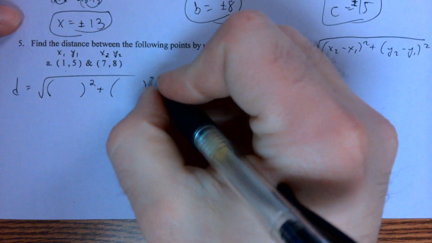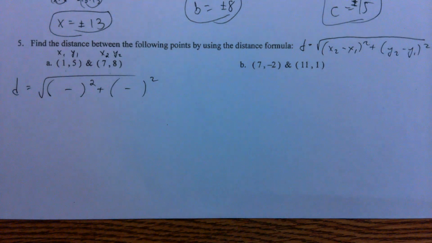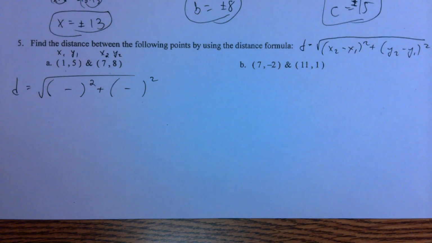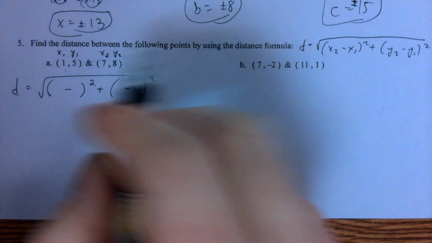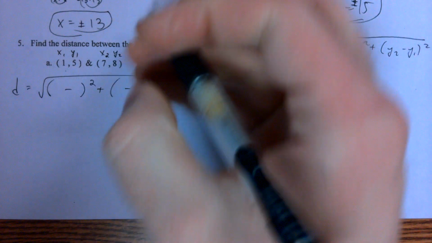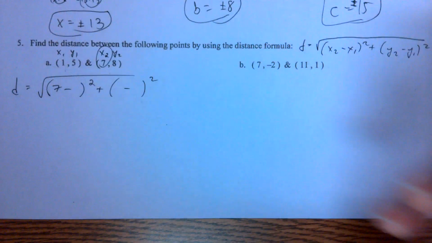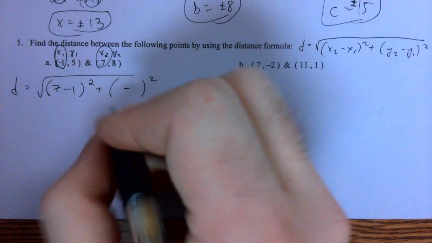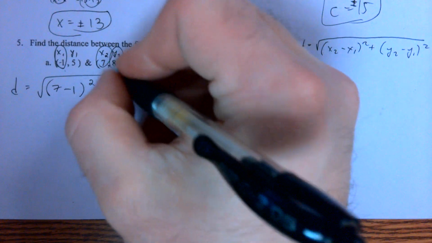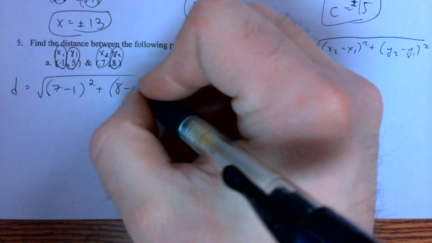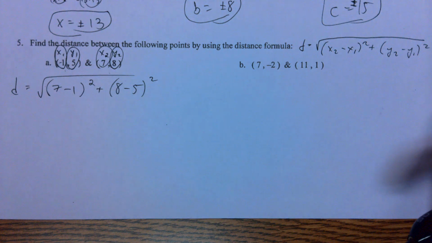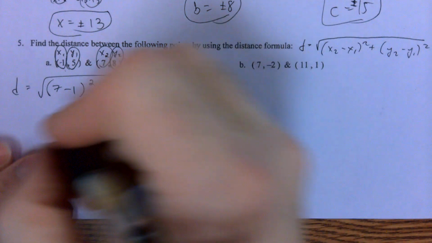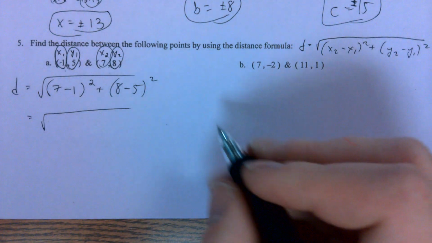I'm going to rewrite my equation without the variables, and I'm just going to plug in my pieces. So x2 goes first. That's going to be 7 minus x1, which is 1. My next little parentheses here, y2 minus y1 is 8 minus 5. Now I'm just going to go through and solve this following PEMDAS.